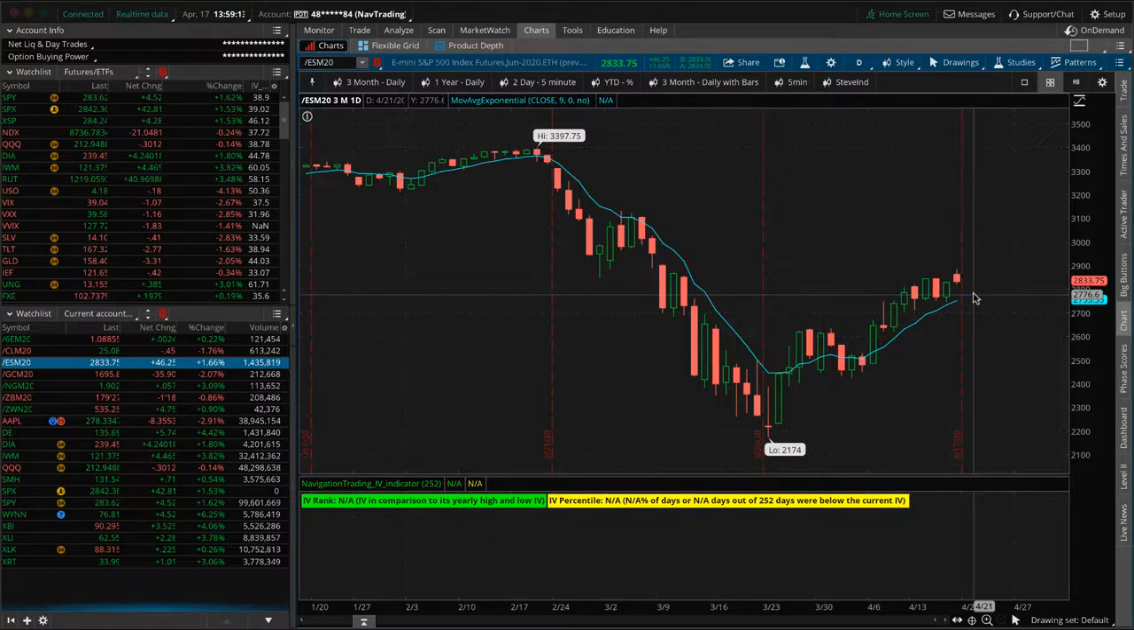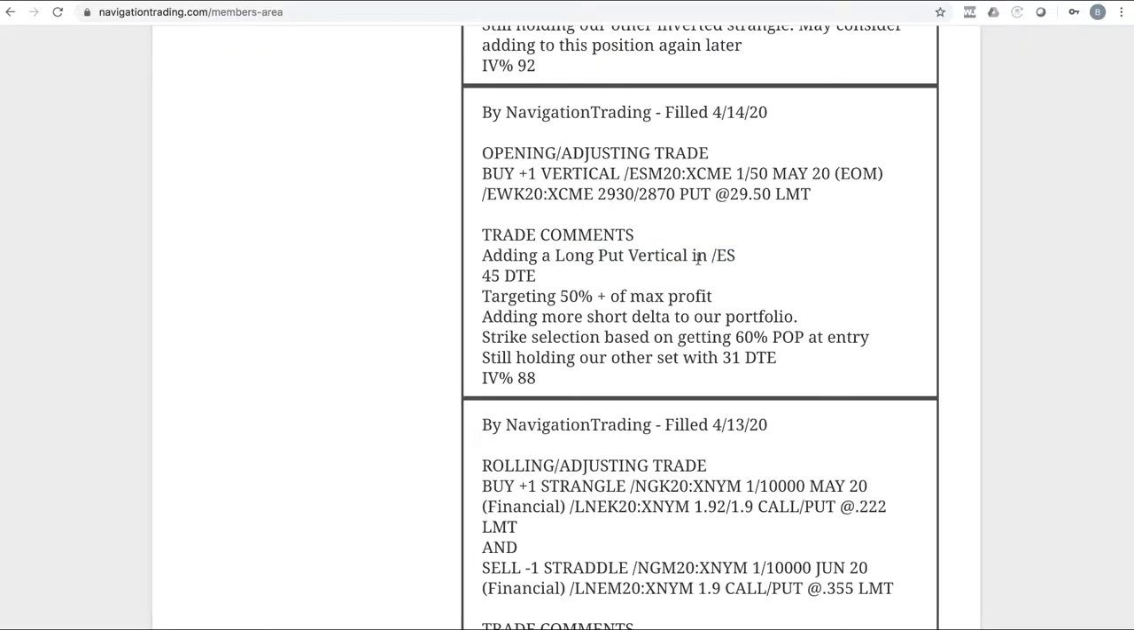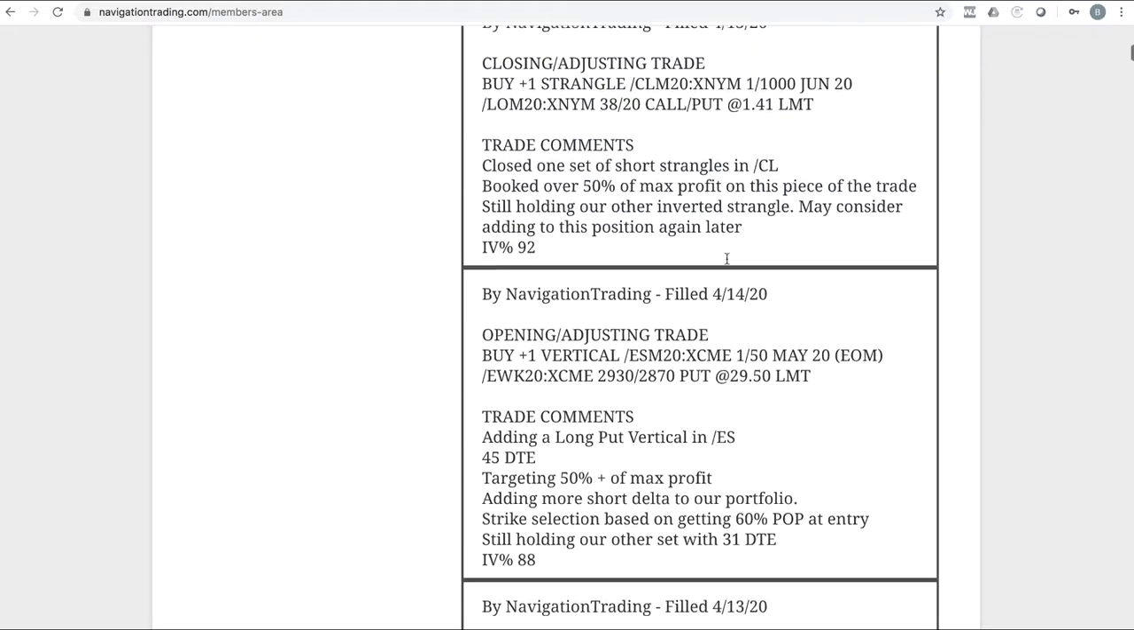So just accumulating a little bit of short delta here and there, and extending duration on our current short positions. And so that's part of what we did here with this ES.